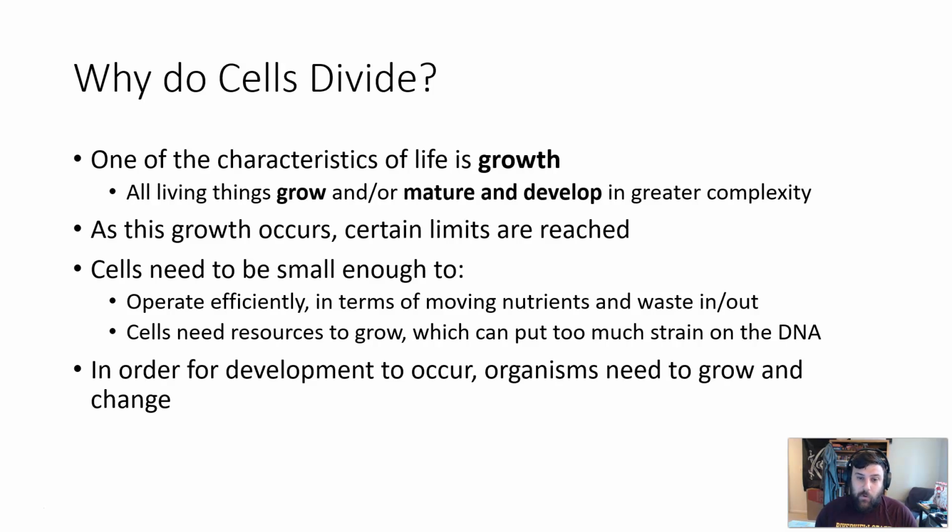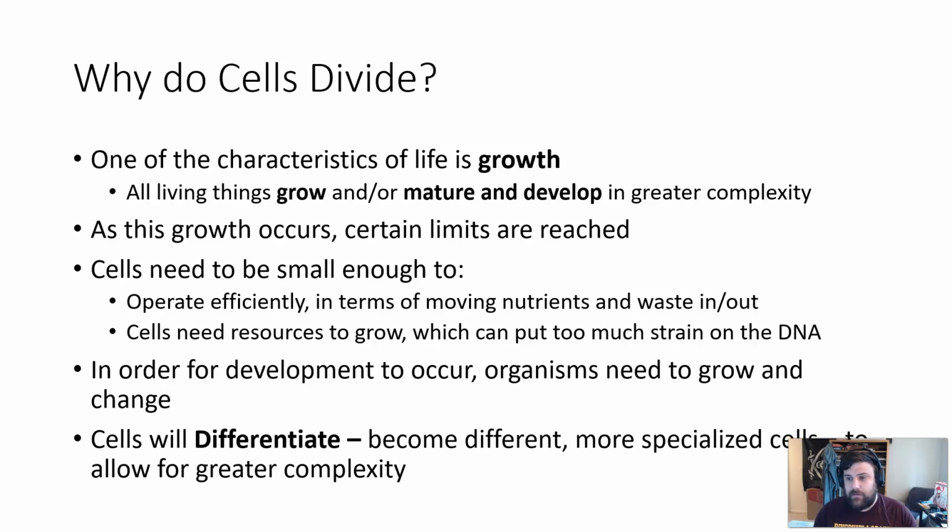Next, in order for us to develop in terms of complexity, organisms need to be able to grow and change. And one of the things that we had talked about last trimester when we talked about the human body was this idea of differentiation. We don't have the same cells all throughout our body. My skin cells are different from my blood cells, are different from my brain cells, for instance.